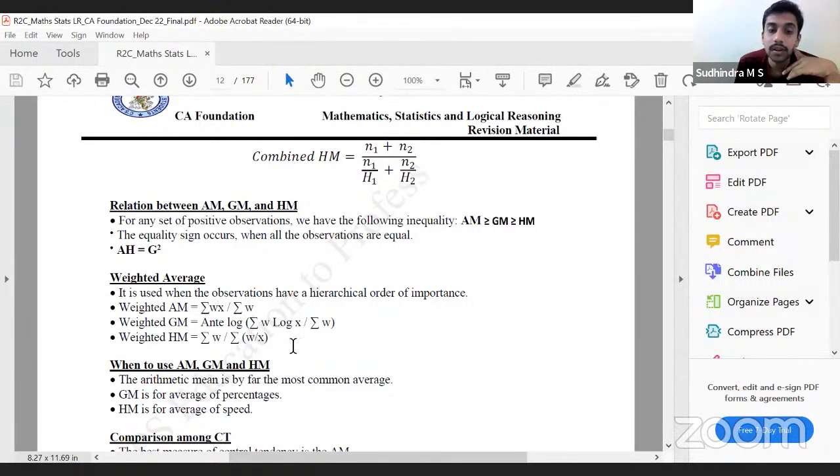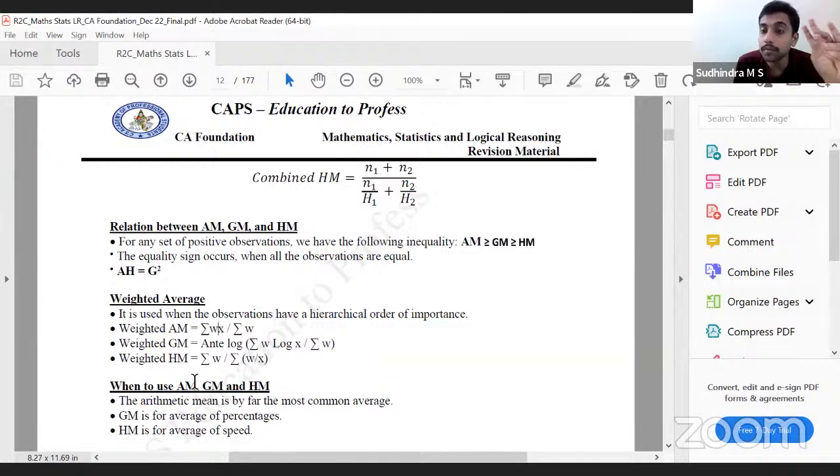Now, when do we use arithmetic mean, geometric mean, harmonic mean? Important. Arithmetic mean is the commonly used average. Geometric mean is normally used for rates and percentages. Whenever they give us rates and percentages, we have to use geometric mean. Harmonic mean is for average speed, right? Whenever they give us speed related information, we use harmonic mean. In all other cases, we use arithmetic mean.